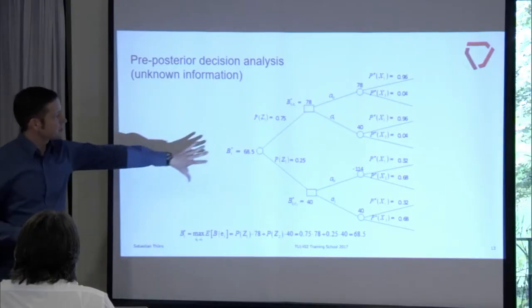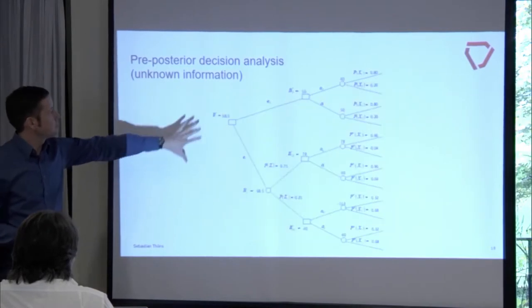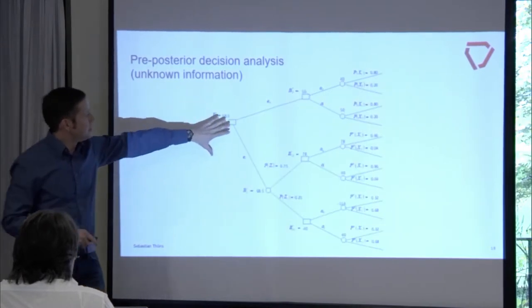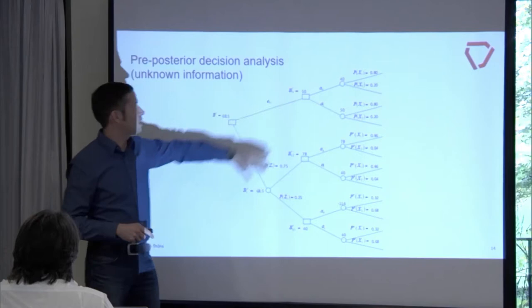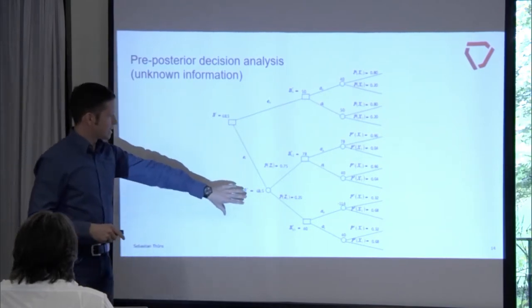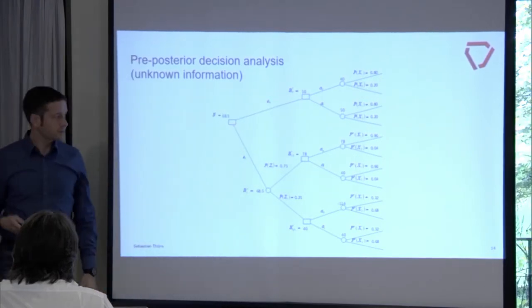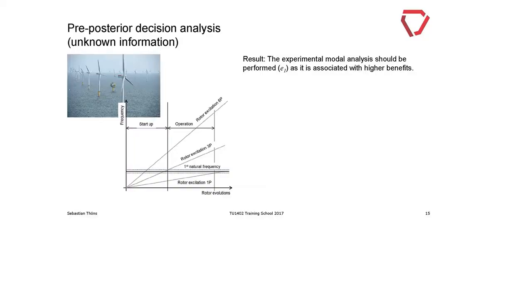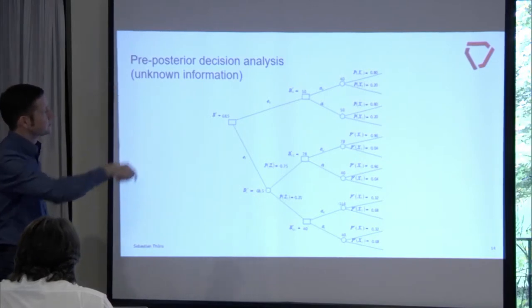So this was the decision tree for the pre-posterior decision analysis. It's basically this tree, and here this is the pre-posterior part. We have also added the prior part. And we see that the expected benefits here are higher than here. So this is the decision node. The decision is that the experimental model analysis should be performed as we have higher expected benefits. So that's the decision node, and we take the maximum of this and of this.